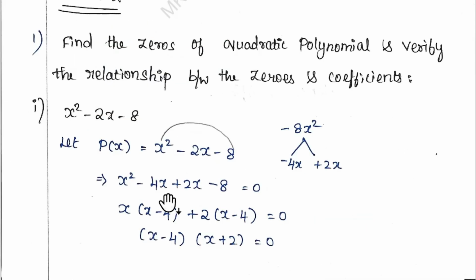So now you can see this x minus 4 is common, right? So I'm taking x minus 4 common out, so x plus 2. So (x minus 4)(x plus 2) equal to 0. So what is the x value? One value will be 4, one value will be minus 2.